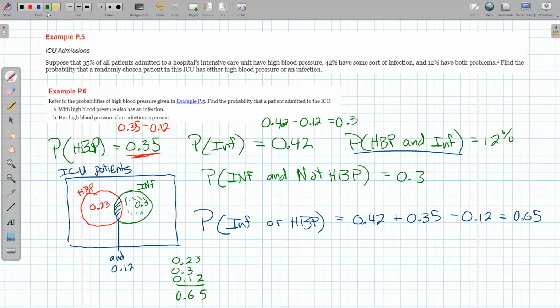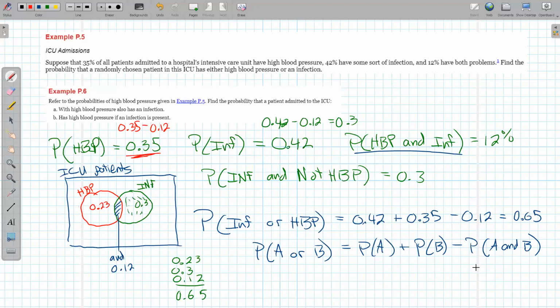And this is that formula I talked about the other day: if you have two categories, A and B, and you want to know about A or B, you take the probability of A plus the probability of B, and you minus any potential intersection that they have in common, A and B.